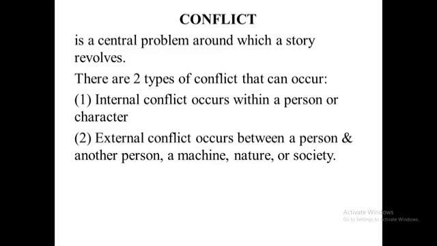There are two types of conflict that can occur: internal conflict and external conflict. First of all, internal conflict occurs within a person or a character. As the term mentioned, internal means within a person or a character. External conflict occurs between a person and another person, a machine, nature, or a society. Basically, it deals with another person or the outer thing, as is very clear from the term external conflict.